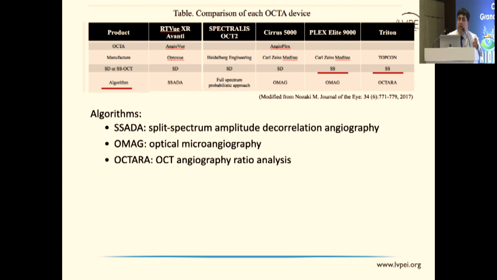Coming to the algorithms that we were talking about to evaluate these OCT angios, there are 3 basic algorithms. SSADA, which is the split spectrum amplitude decorrelation angiography, OMAG, or the optical microangiography, and OCTARA, which is OCT angiography ratio analysis. We don't need to go too much into the detail of the mathematics. You have to remember SSADA is the one with OptiView, RTView. OMAG is the one with Cirrus, and OCTARA is the one with Triton.